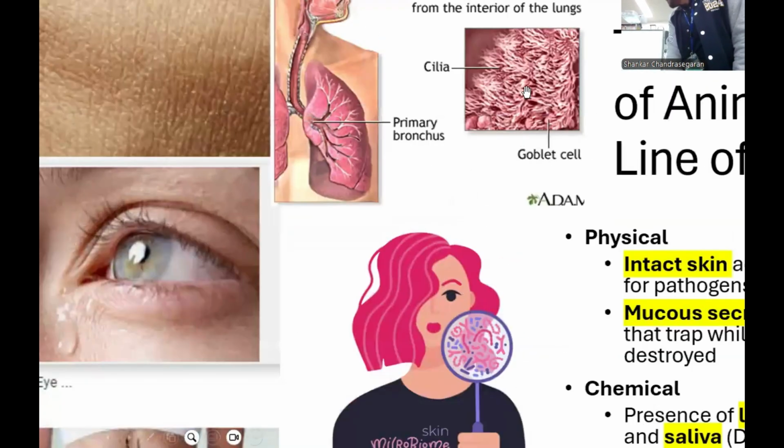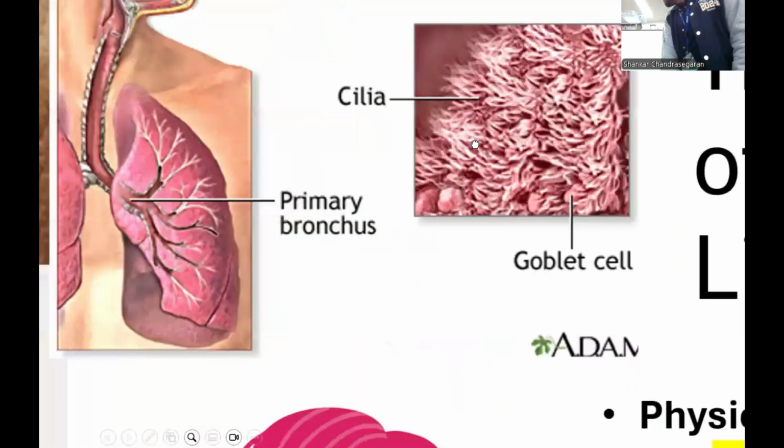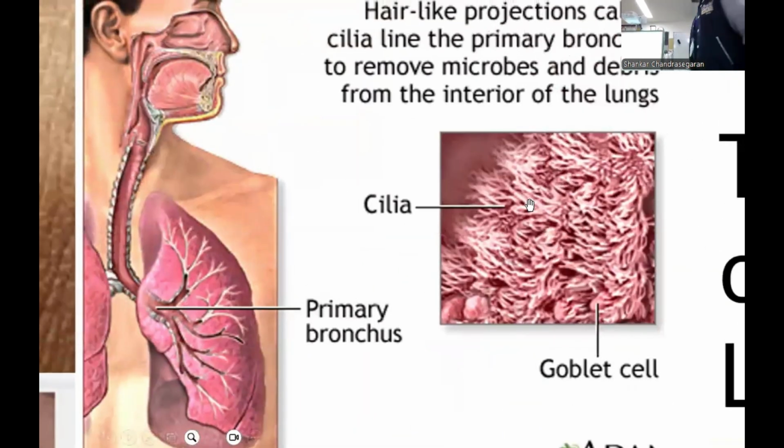So if you're asking what cilia looks like, this is what your cilia looks like. So if you had to describe that in one word, Mary, what would you describe it as being?